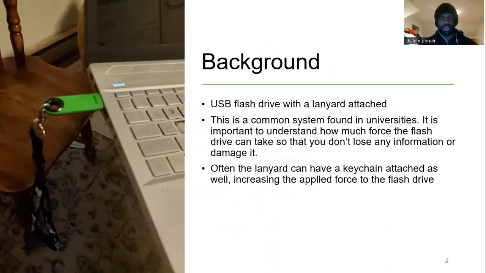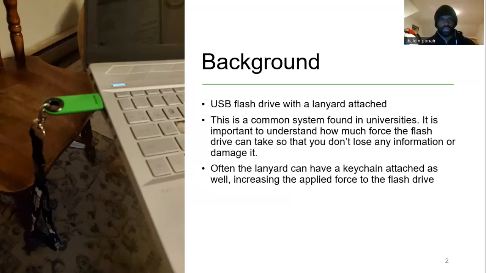And the reason I think this is very relevant to study is because at universities everywhere, people are using lanyards and people are also using flash drives. And you might have a flash drive attached to the end of your lanyard, and you just plug it into your computer without a second thought.